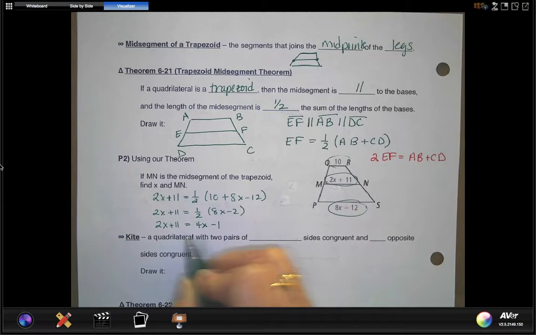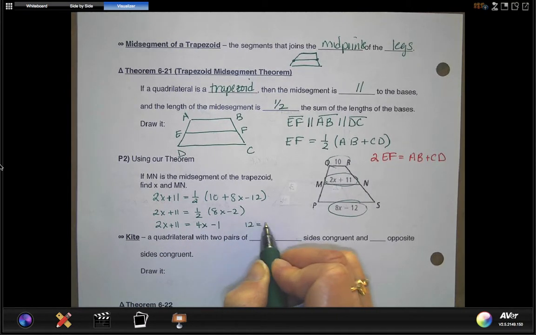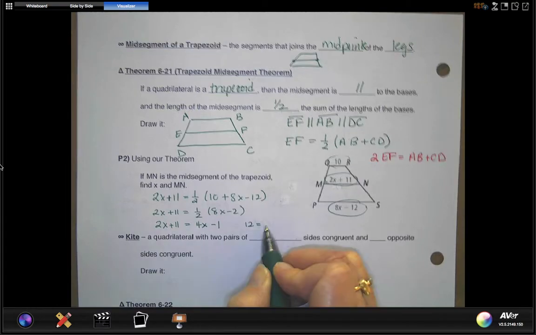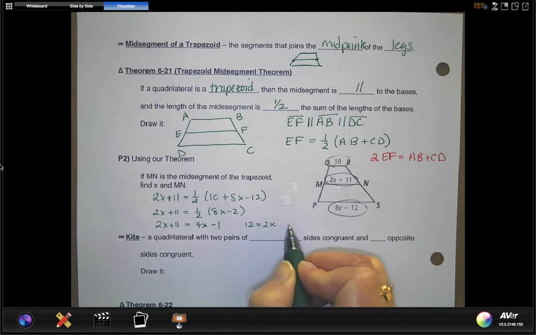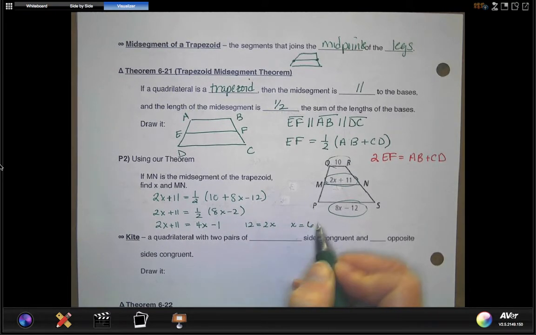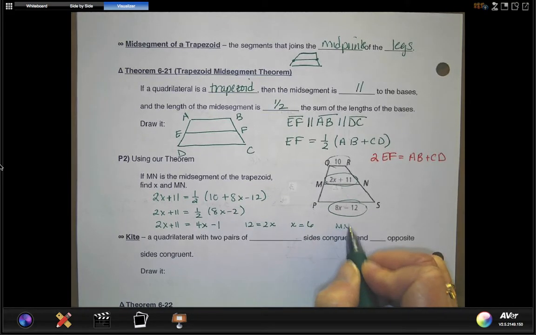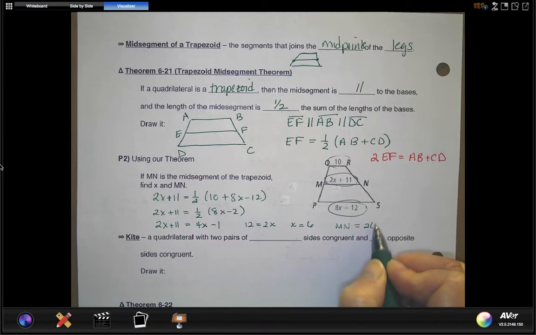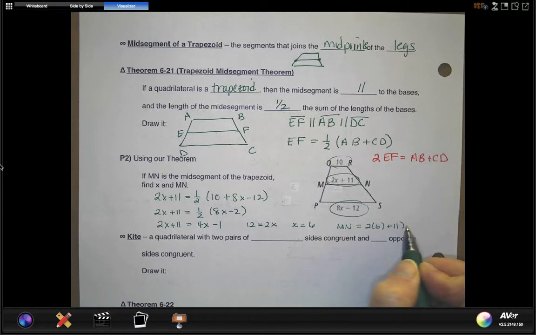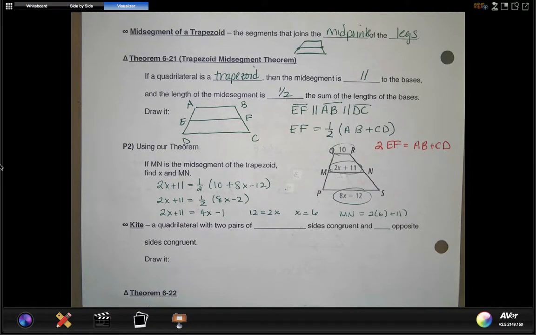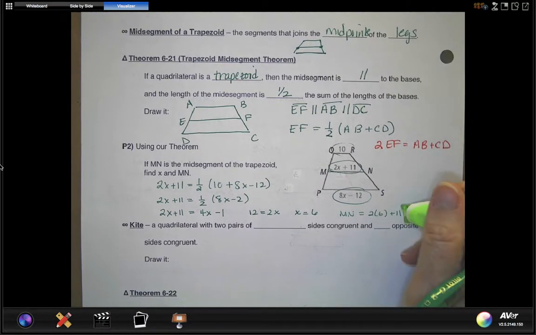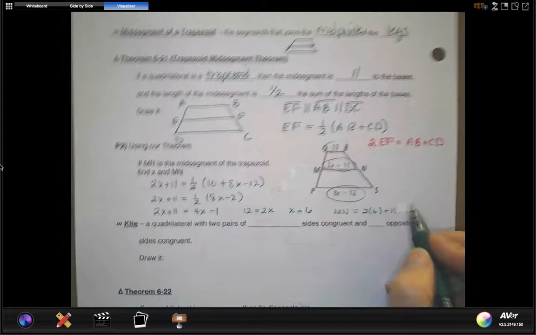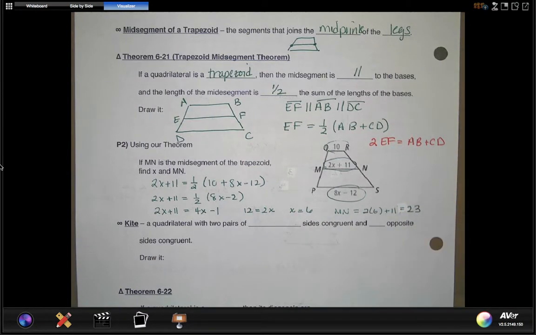Solving for x. So add 1, subtract 2x, and then x ends up being equal to 6. Plug it back in to find MN. 2 times 6 plus 11 is going to be equal to 23. Okay?